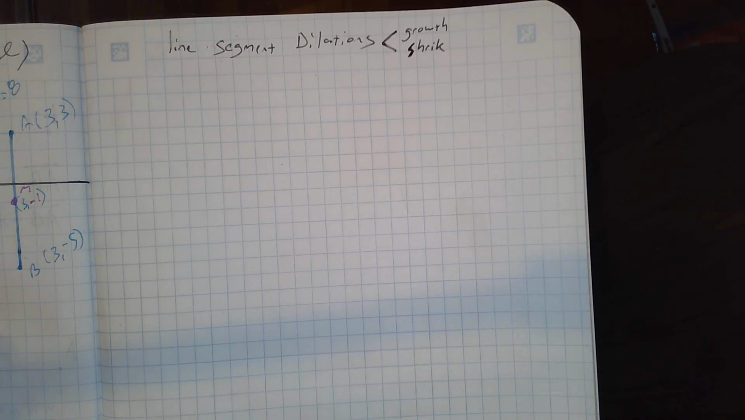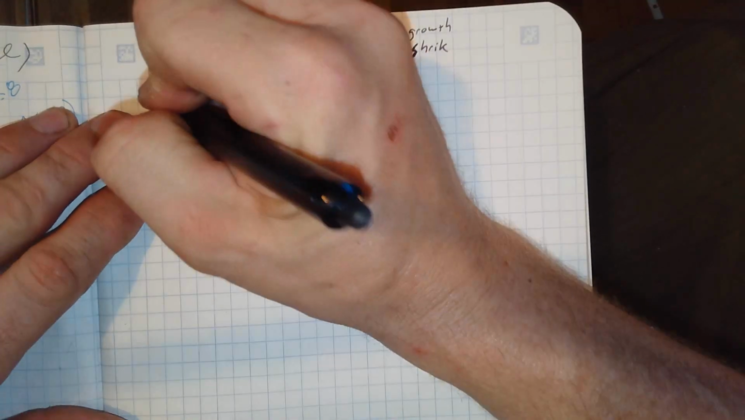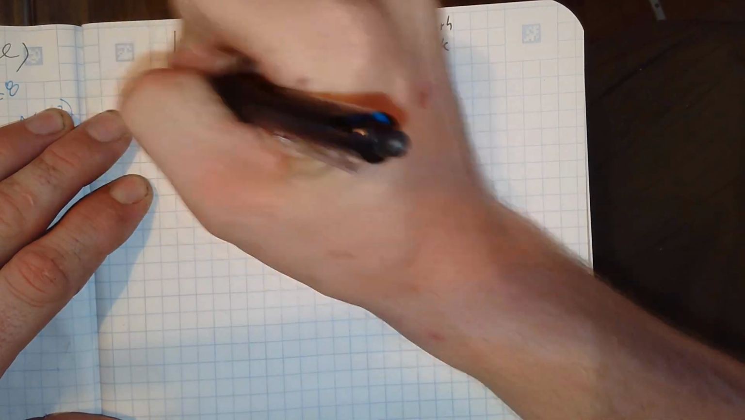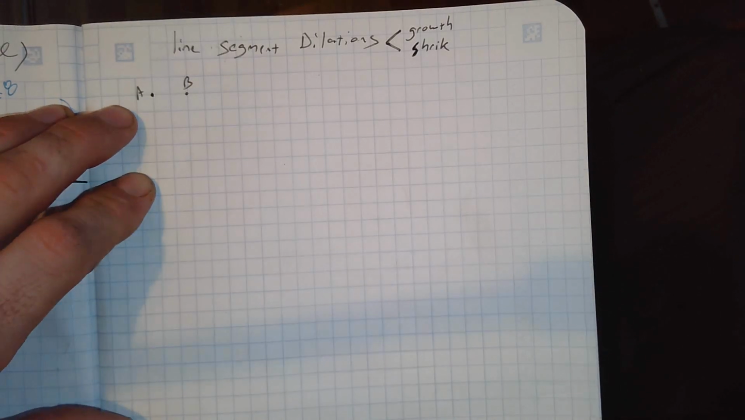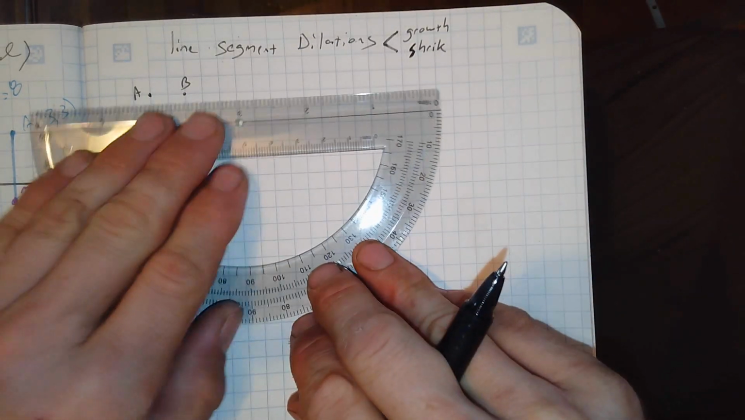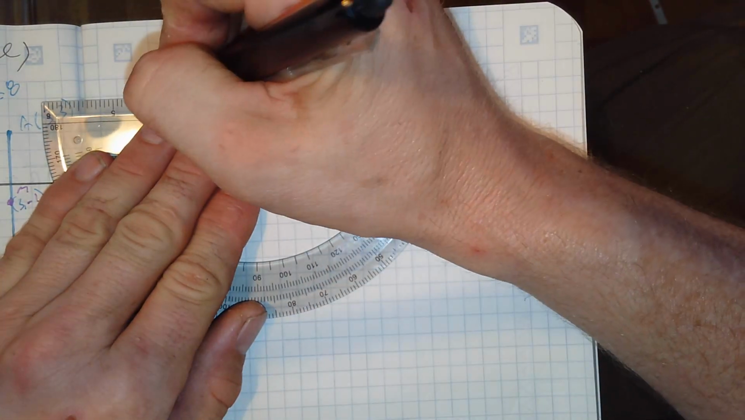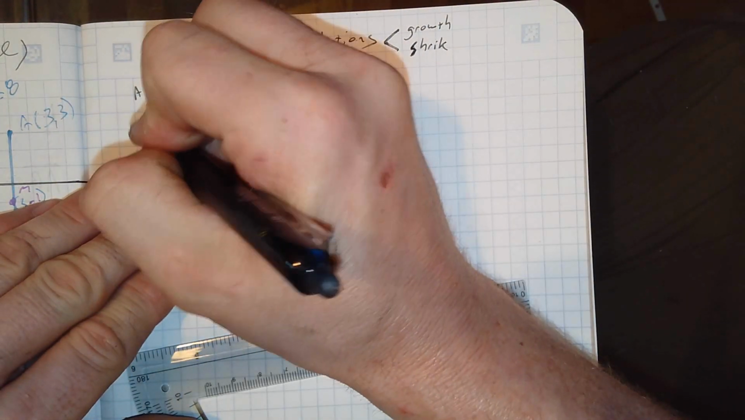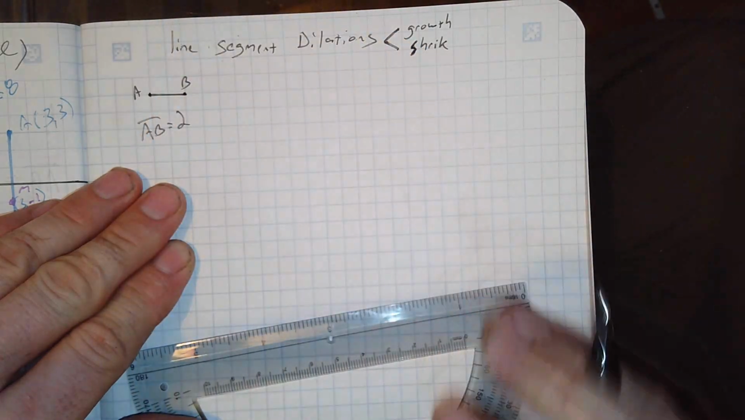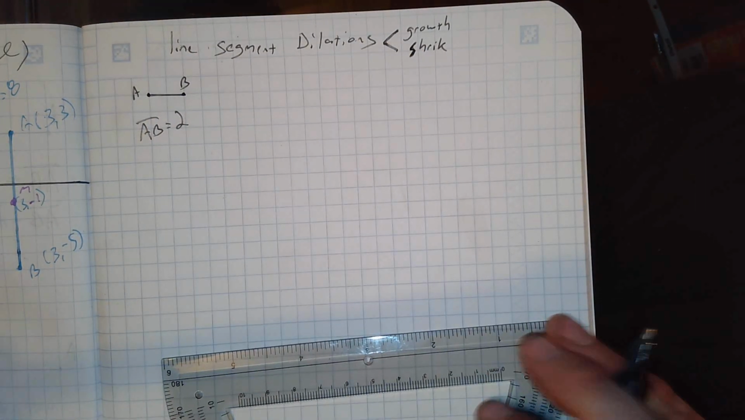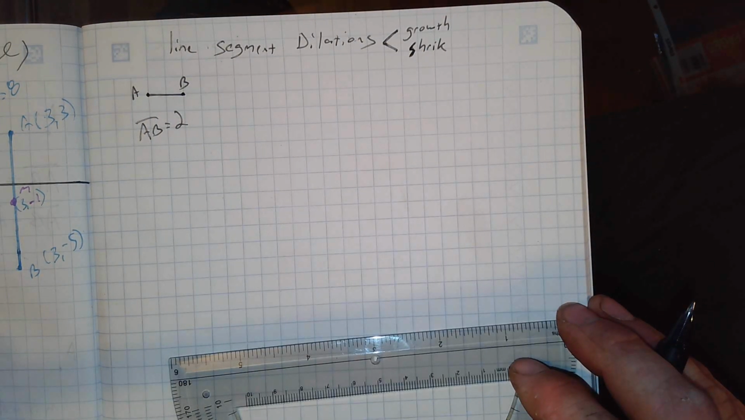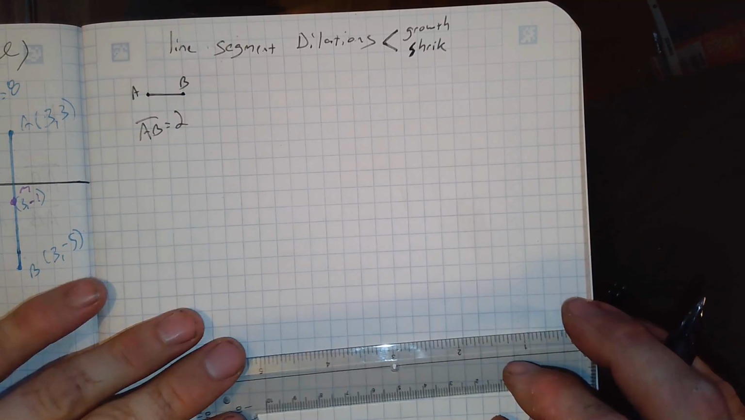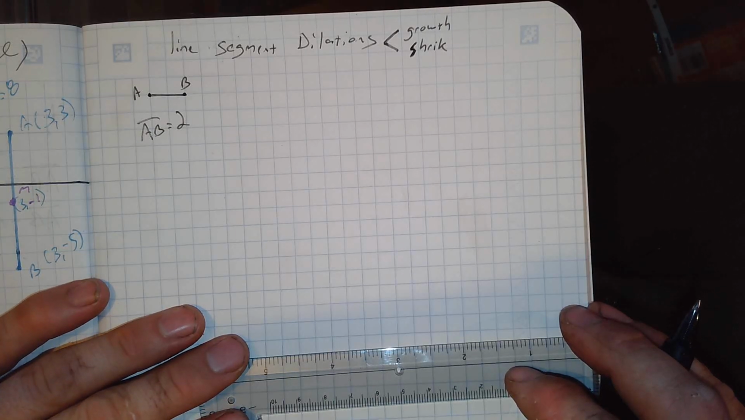Okay, so say I have a horizontal line segment, we'll call that line segment AB. And this line segment, this one that I drew, has 2 units. So the length of AB equals 2. And it's dilated by a scale factor of 2, right? So scale factor is how much it's going to get bigger or smaller.